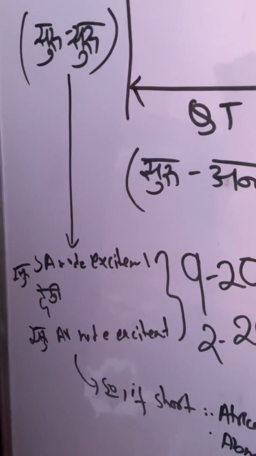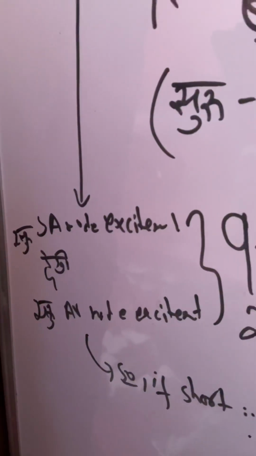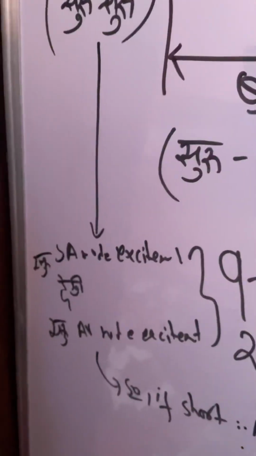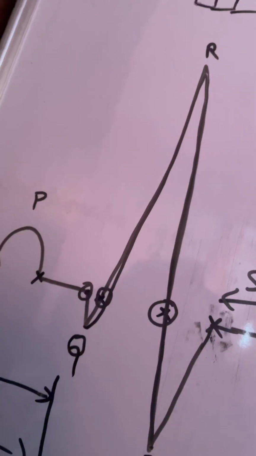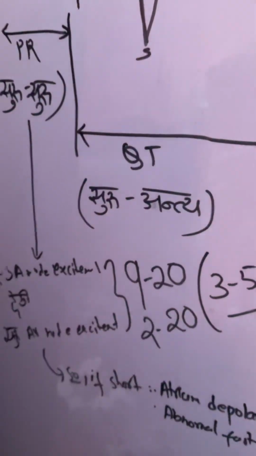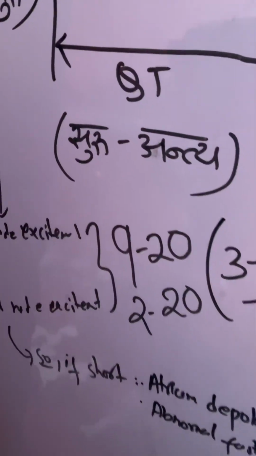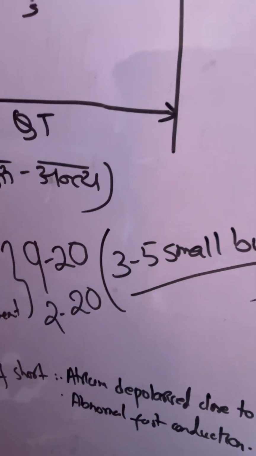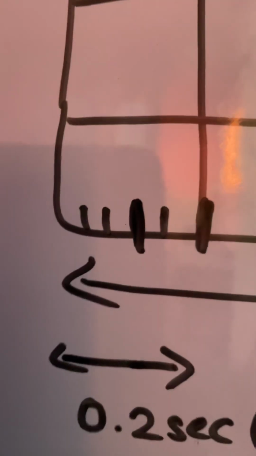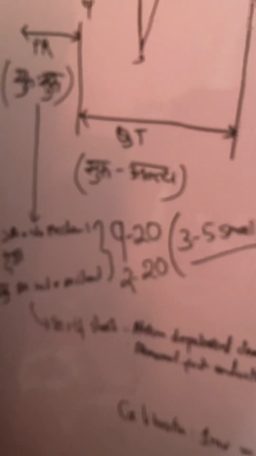And you can see the SA node excitement, then the AV node excitement. So this shows the beginning of the atrial depolarization to the beginning of the ventricular depolarization. This shows the PR interval. The average time for this is 120 to 200 millisecond, which means 3 to 5 small square boxes. 3 to 5 small square boxes is the average.